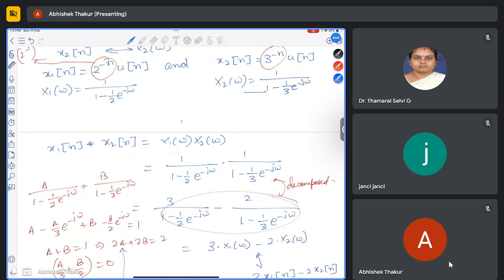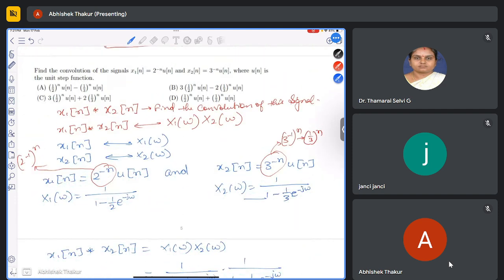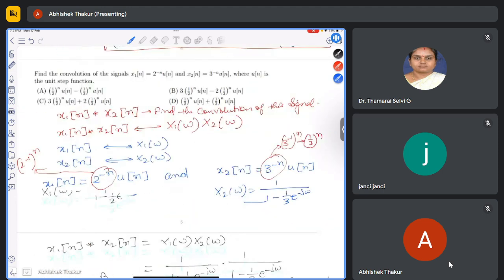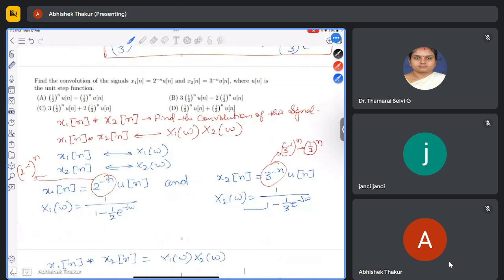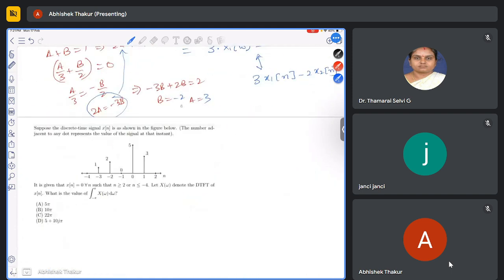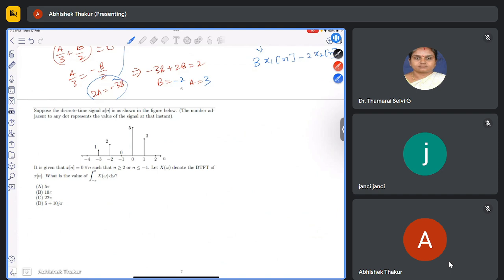So which is the correct option? 3 into x1 of n, so 3 into 1 by 2 to the power of n u[n], plus, sorry, minus 2 into x2 of n. So this option is the correct option. Option B is the correct answer for this question. If you have any doubt, you can ask. So we'll move on to the next question now.